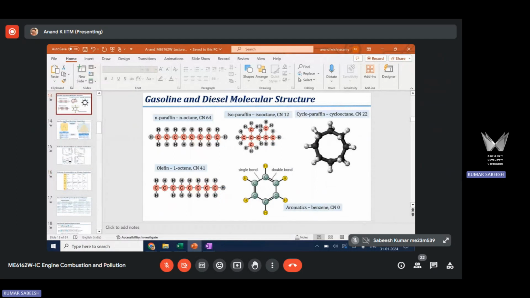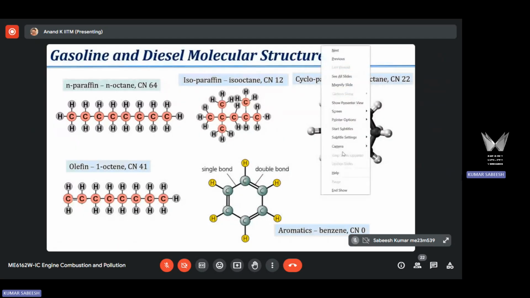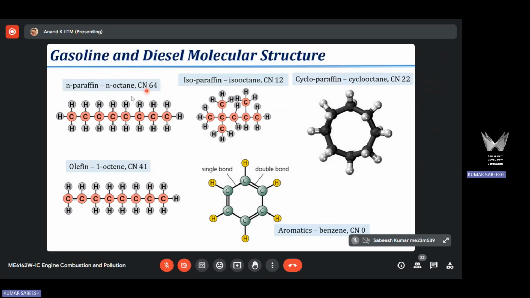We have already discussed how these 5 different molecular structures affect ignition quality in terms of cetane number. This discussion we already had. You have these 5 different molecular structures, and cetane number is significantly different. Cetane number in normal paraffin is high, meaning better ignition quality. Cetane number of aromatics is very low, meaning poor ignition quality.